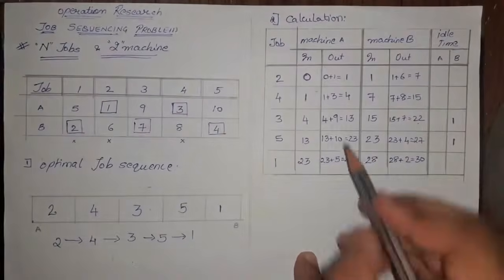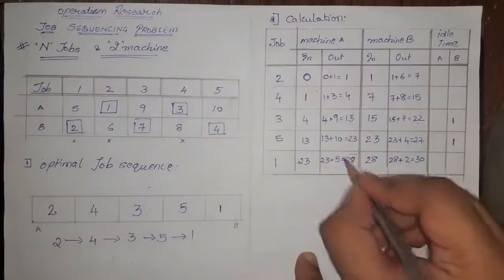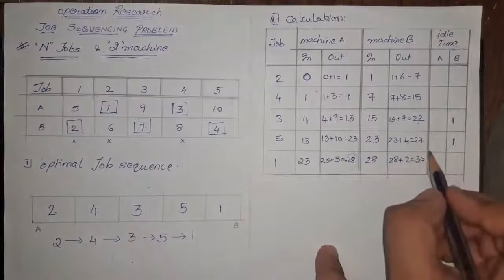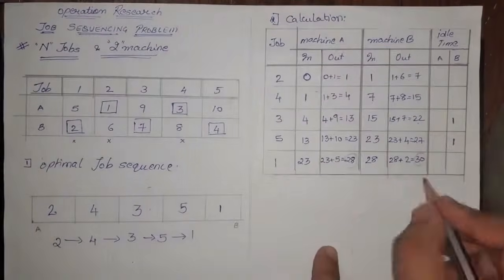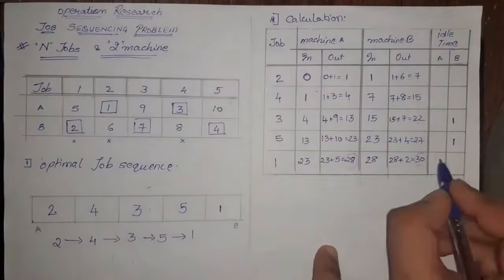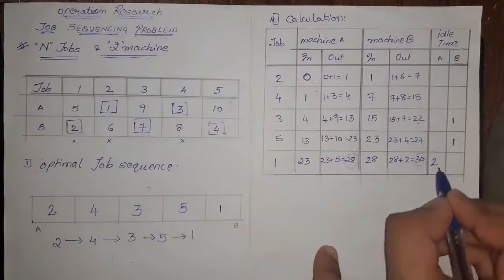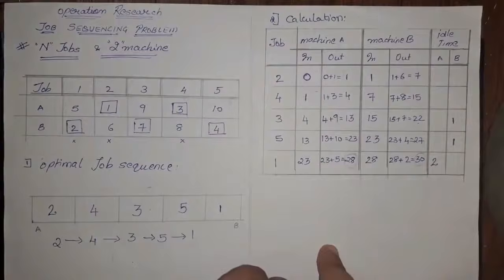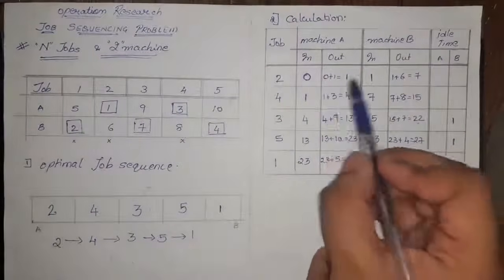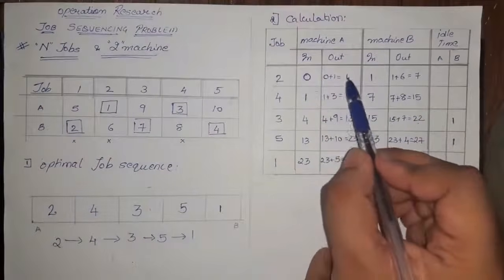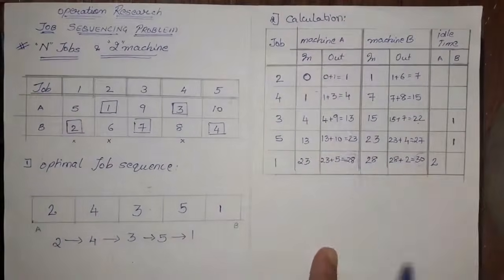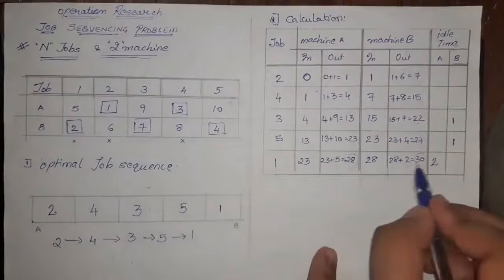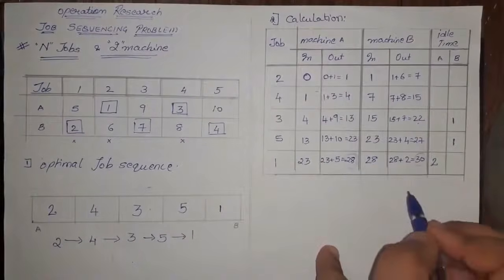Now let's check here. Machine A took 28 hours to complete the job, whereas machine B took 30 hours to complete the job. It means machine A had to wait how many hours here? It had to wait 2 hours. So that was the idle time that machine A had, because otherwise it was all in normal coincidence, like 0 1 1 4 4 13 13 23 23 28. So there's no gap between that. The only gap is from 28 to 30, so 2 hours idle time.